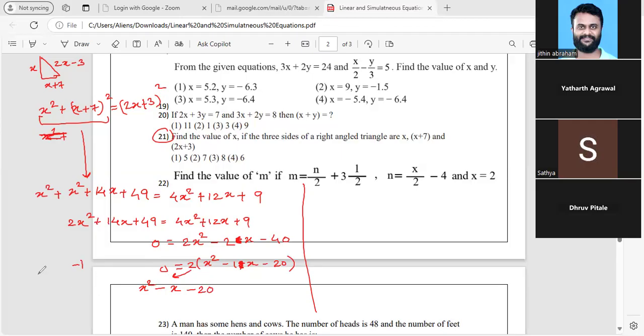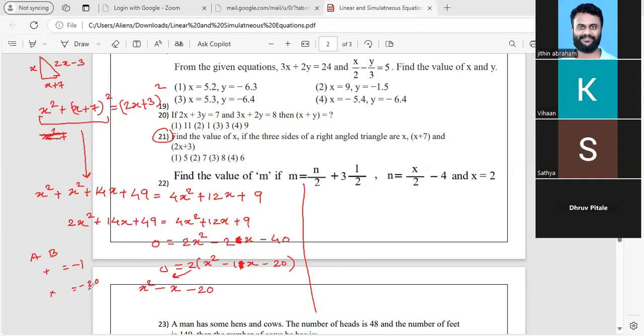I have to find two numbers. Let me say both the numbers are A and B. Sir, 4 and 5. Correct. 4 and 5. I have to find two numbers which, when added, give minus 1, and when multiplied, give minus 20. This is my target. So how to deal with this?